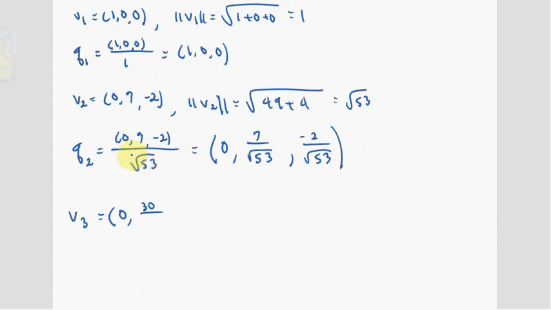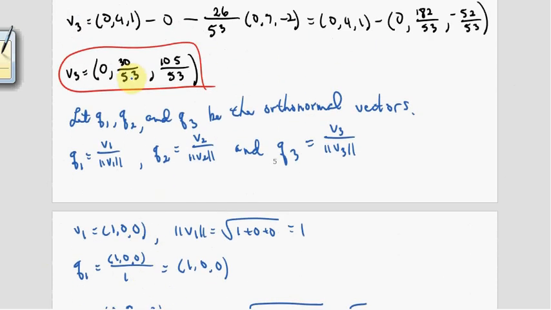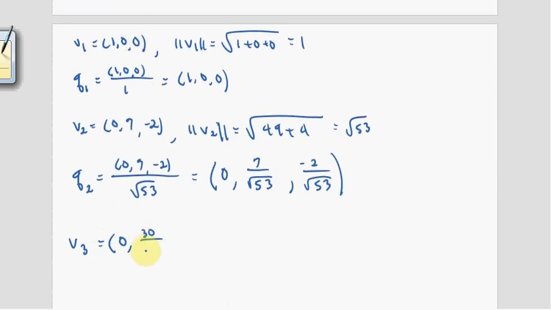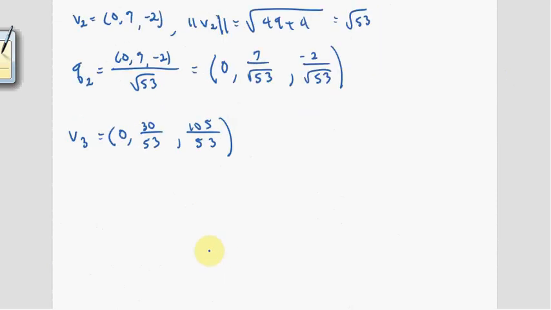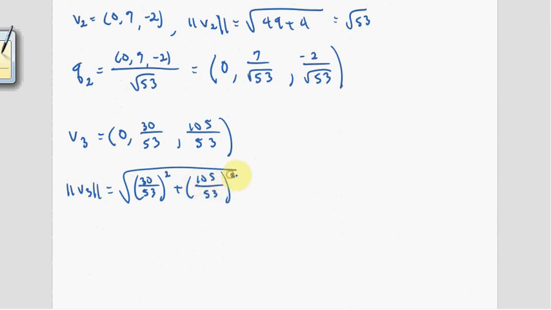So V sub 3, go back up here, that's it there. And then 105 over 53. So we got to find its norm. So it's going to be the square root of 30 over 53 squared plus 105 over 53 squared.